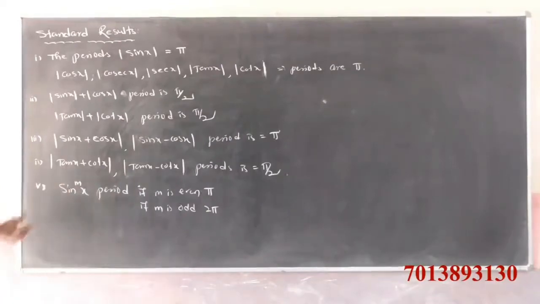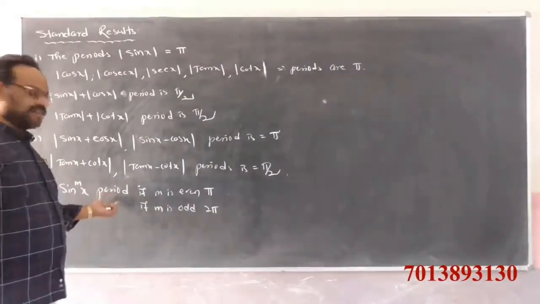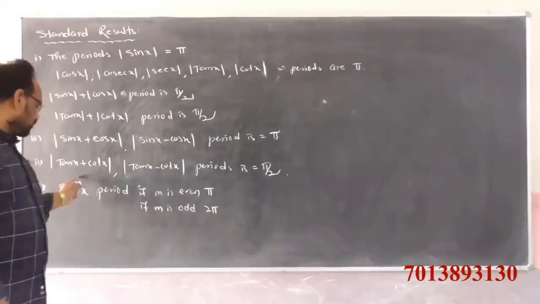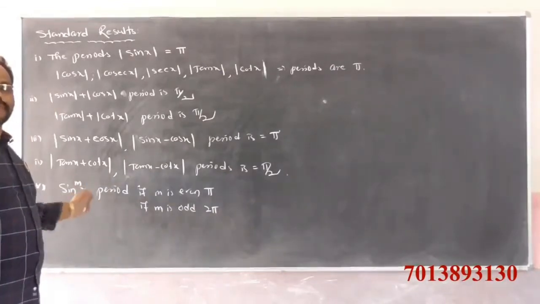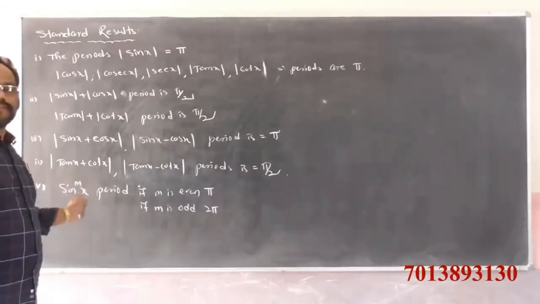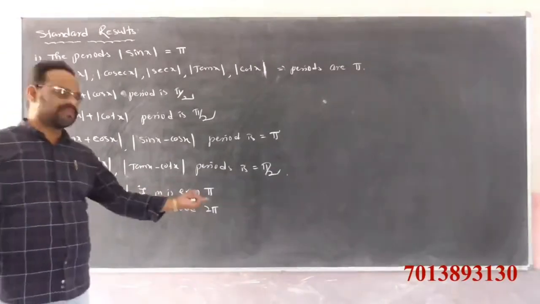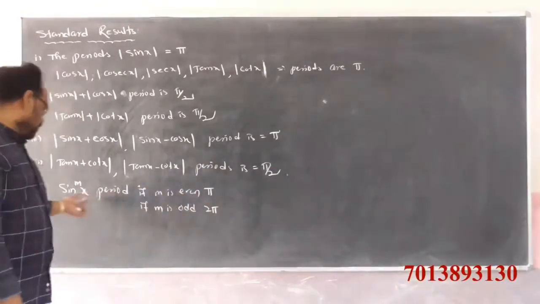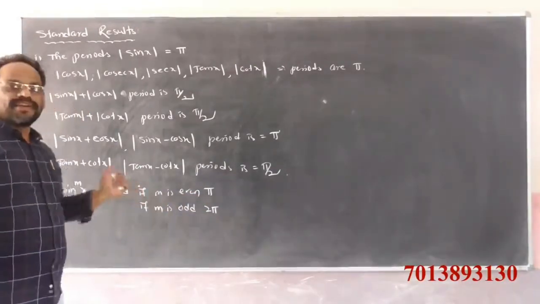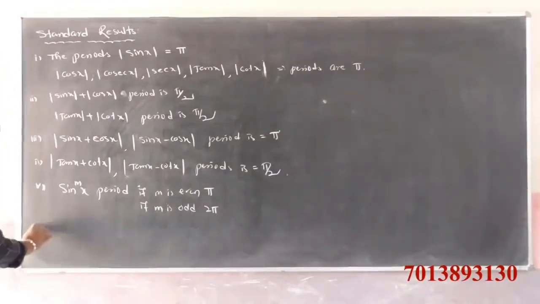Sin power mx, period we want. If m is even, that means sin square x, sin power 4x, sin power 6x, sin power 8x, and so on, period is how much? Pi. And if m is odd, then the period is how much? 2 pi.